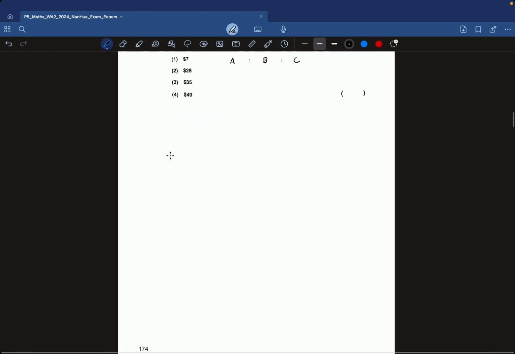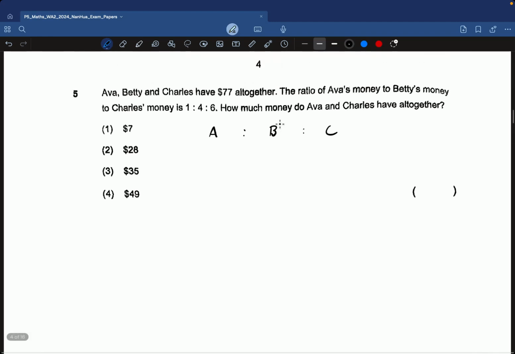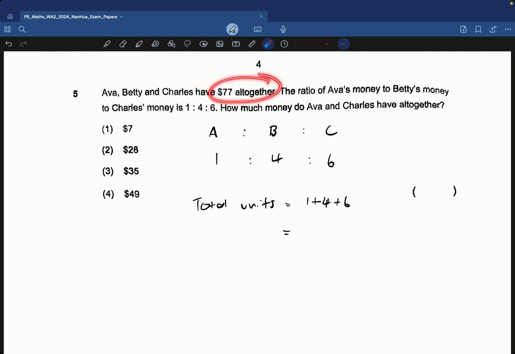Oops. So give me a second. All right. So over here, 1 is to 4 is to 6. So what is the total units, which is 1 plus 4 plus 6? Why do we want to get the total units? It's because we know how much all of them got, which is $77.